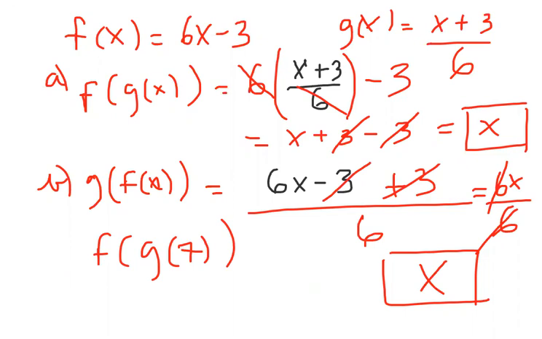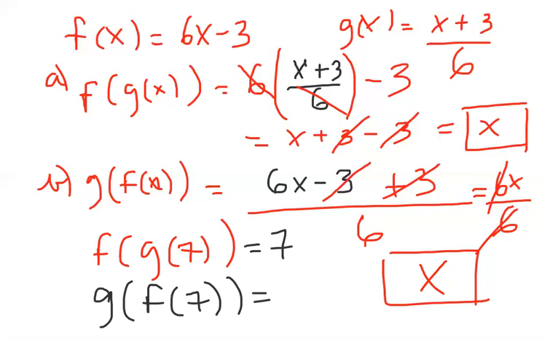F of g of 7. Come on, guys. So, the answer? Would we be plugging in 7 into the g function? And then the answer would go into the f function. Right? Okay. So when you do that, it would be 39, then plus 3 is 42, divided by 6 is 7. Yes. Very good.